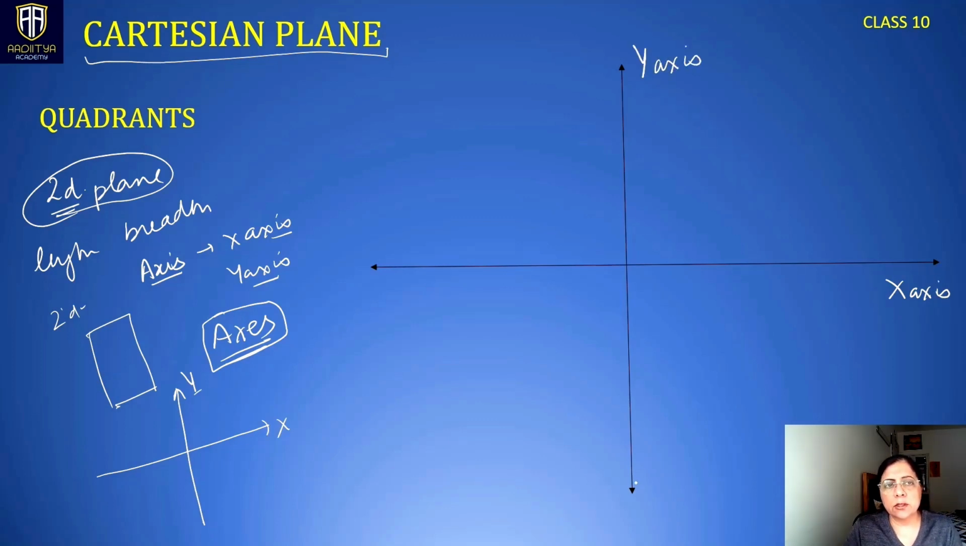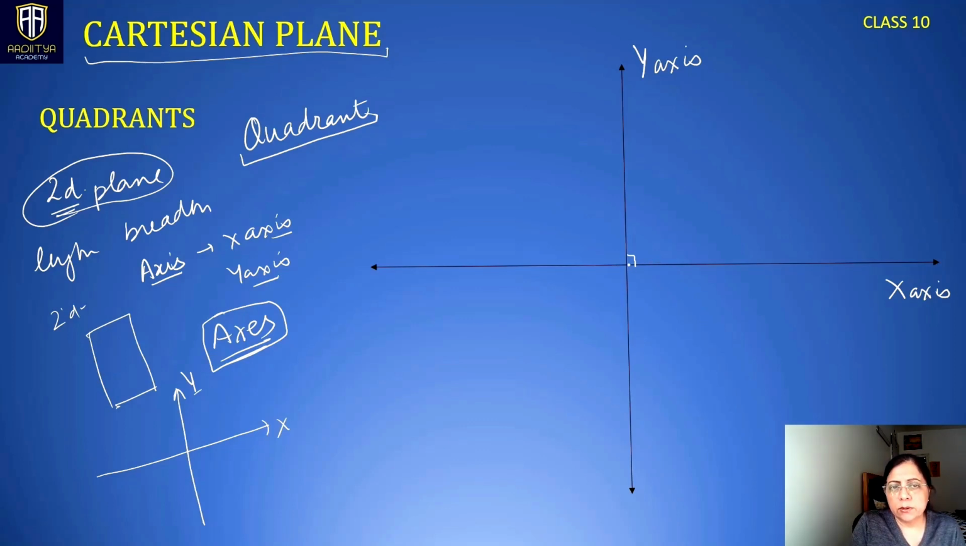So when we cut down a plane by these two perpendicular lines, the angle between these two lines is 90 degrees. This plane has been divided into four different parts. Each of these parts is called a quadrant, right? So these are four quadrants.